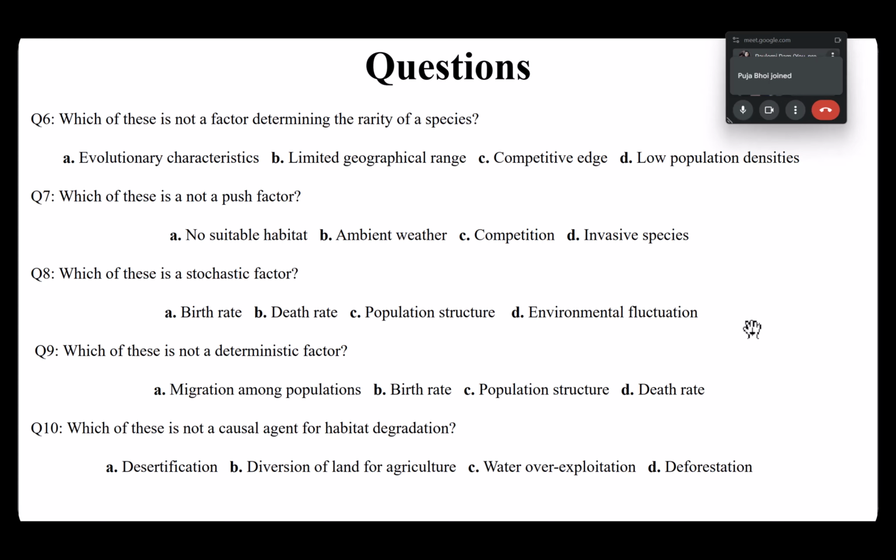Okay, so let me give you the answers. The first one is, which of these factors is not a factor determining the rarity of a species? The answer is competitive edge. Let me explain why. The first is evolutionary characteristics.